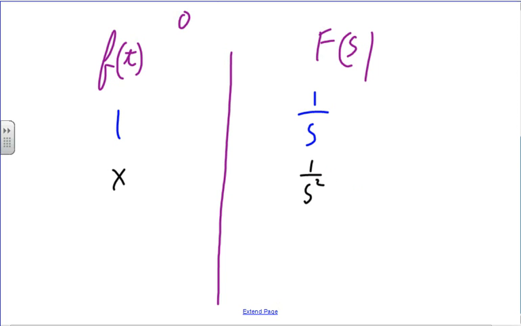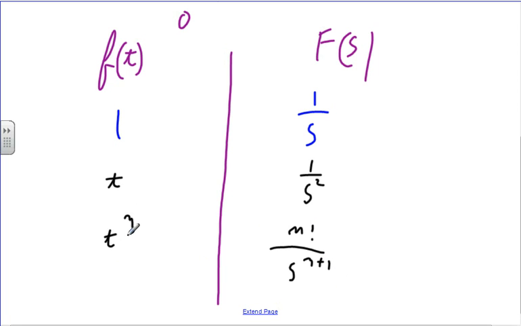Isn't that lovely? Didn't that just work out just fine? Now we have a table of Laplace Transforms somewhere. And it says that if I have x to the n, and I'm going to replace these with t's, so if I have t to the n, I'm going to have n factorial divided by s to the n plus 1.